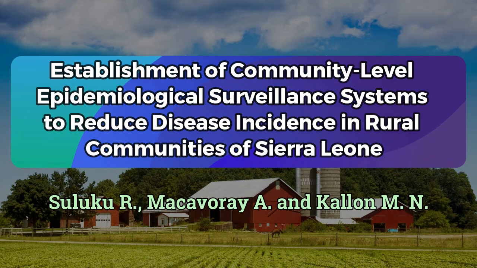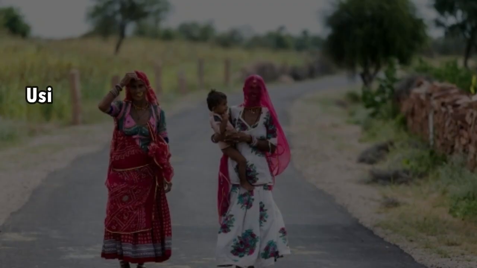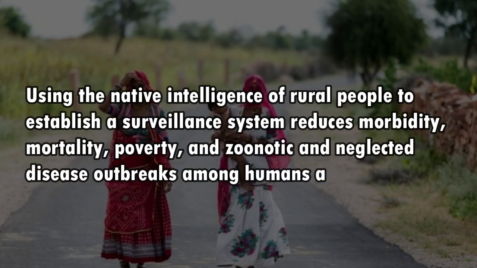Establishment of community-level epidemiological surveillance systems to reduce disease incidence in rural communities of Sierra Leone. By Suluku R., Macavere A., and Kallo M.N. Using the native intelligence of rural people to establish a surveillance system reduces morbidity, mortality, poverty, and zoonotic and neglected disease outbreaks among humans and animals.